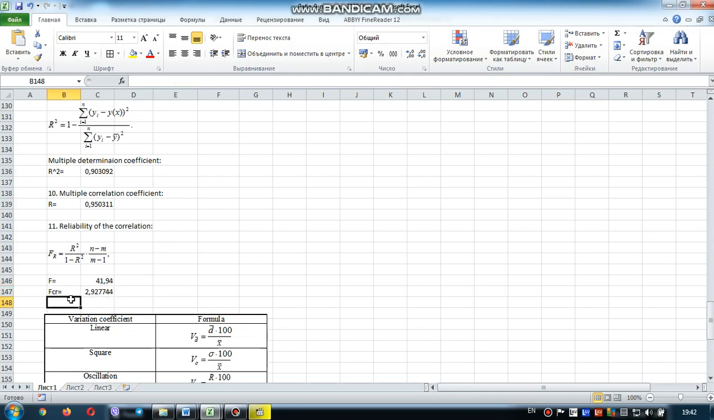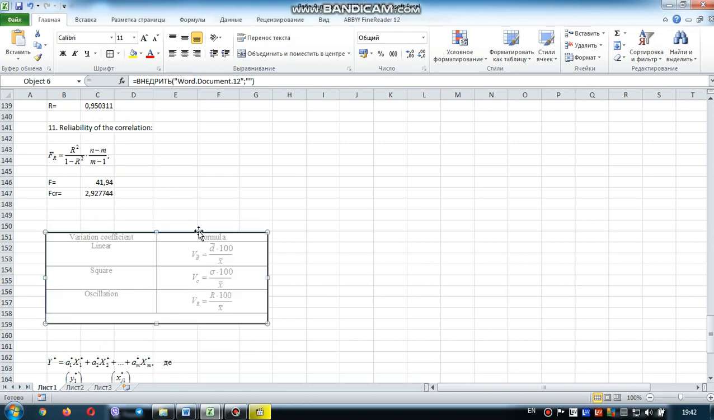So we have reliable correlation coefficient.